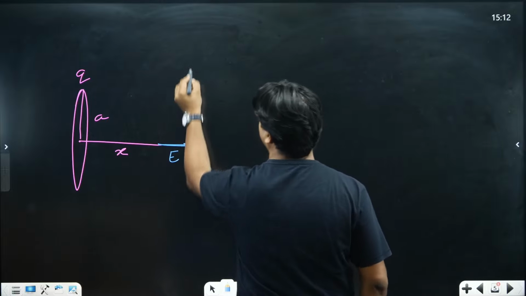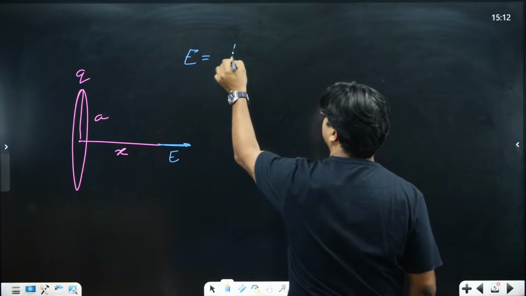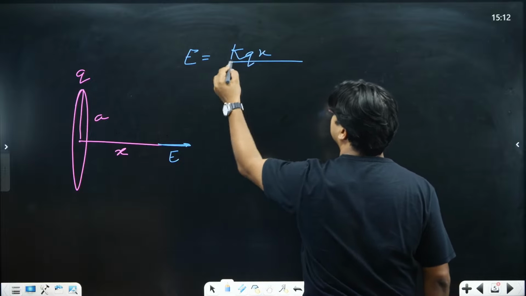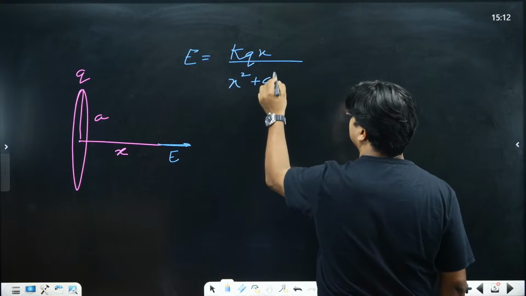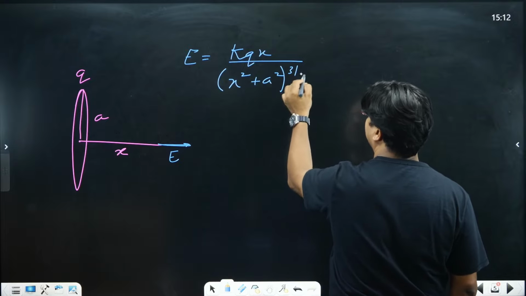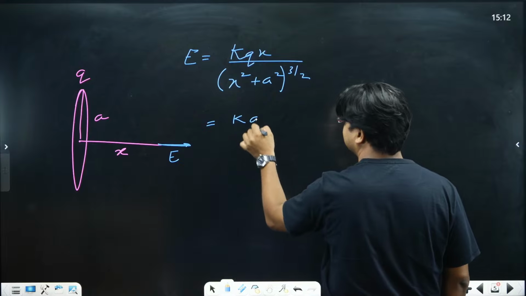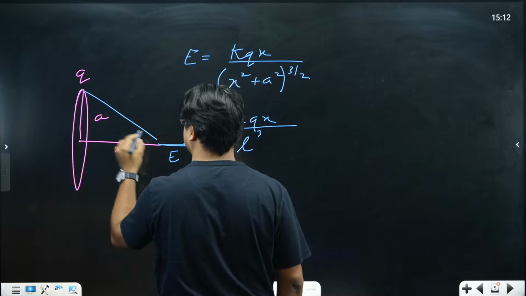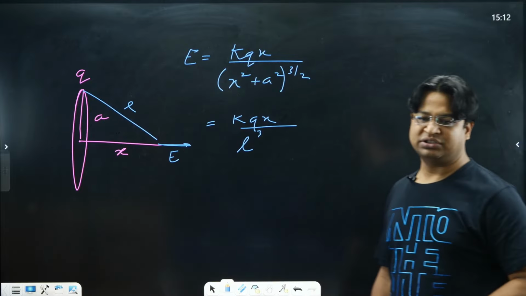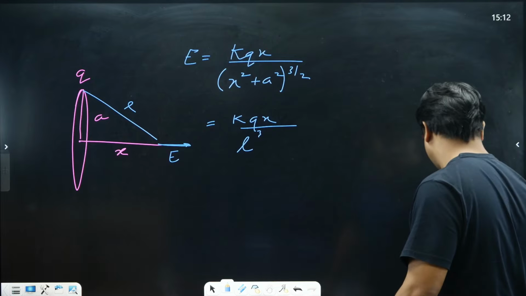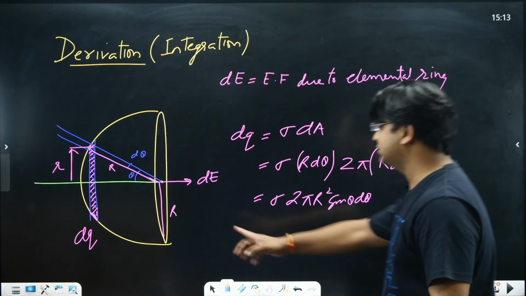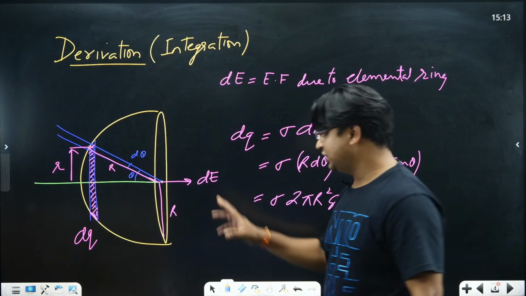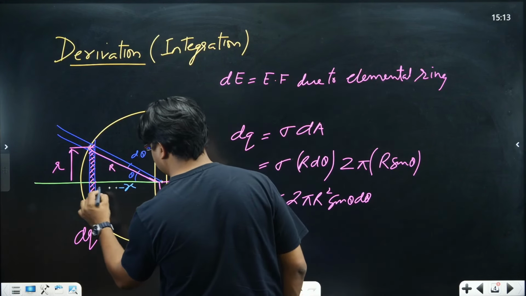So the electric field is given by kqx upon x square plus a square raised to power 3 by 2, or in other words, it is kqx by L cube, where L is this distance. So we are going to make use of this formula. We have to write electric field due to this elemental ring. So in this case, x becomes this distance.